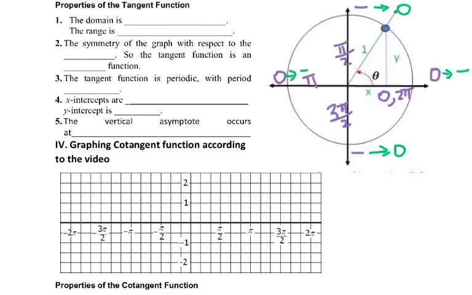And plotting these points, at 0 you get undefined. So that's how you draw a vertical line. Then pi is undefined. Keep going, 2 pi is undefined, and negative pi is undefined. Then pi over 2 means 0. Pi, that's undefined, we already did. 3 pi over 2 is 0. Then negative pi over 2 will be 0 also.